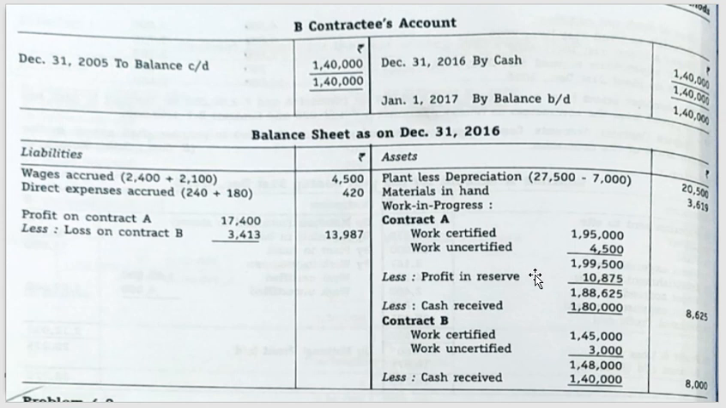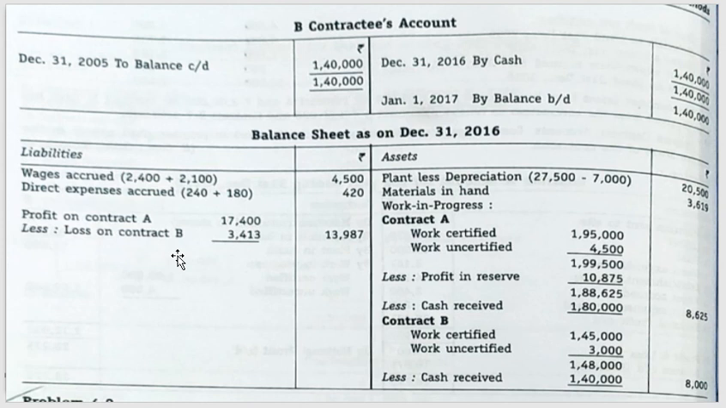Next, we have got profit for A, which is 17,400, and there is loss for contract B. So we will minus the loss from the profit. 17,400 minus 3,413. So the balance which will be transferred to your profit and loss account is 13,987. The profit will always be on your liability side. As you all know, profit will always be distributed, or it will be used for the further contract. So it will always be a liability which is to be met. So it will appear in your liability side.